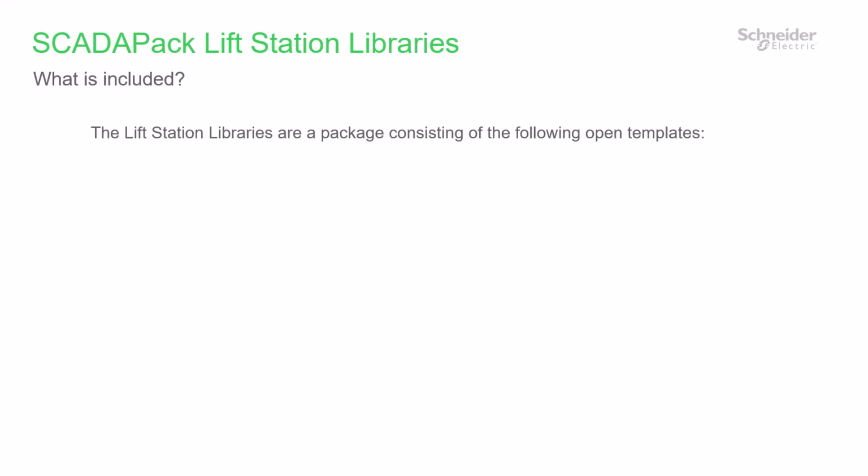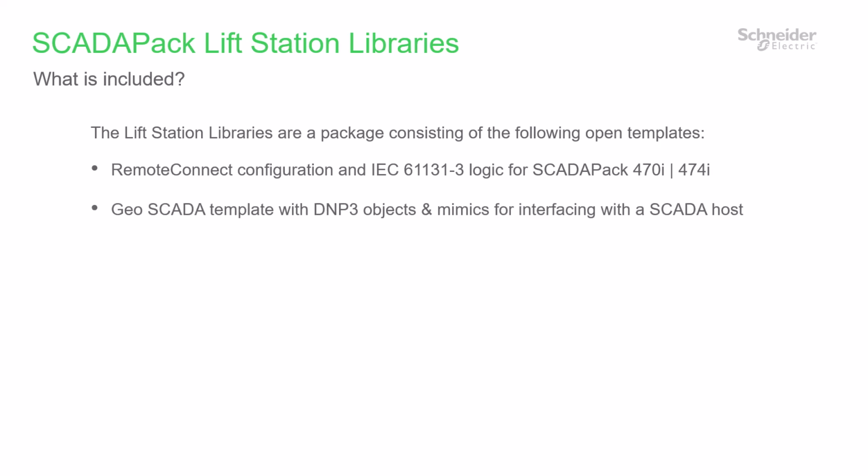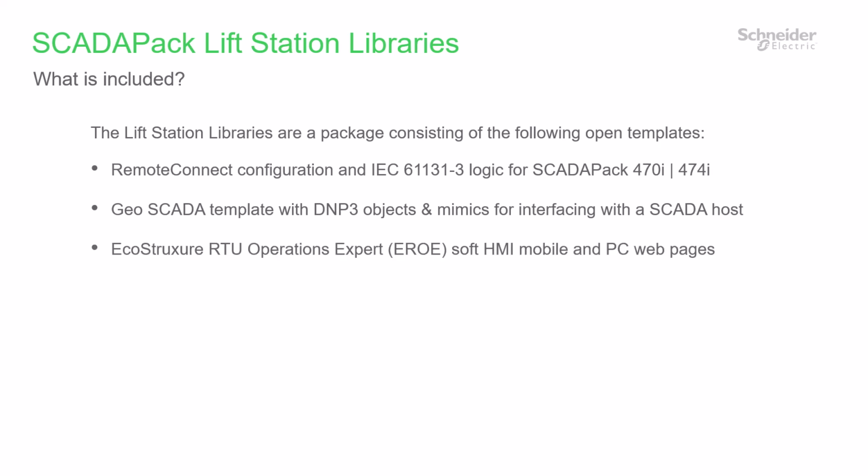The lift station libraries are a package consisting of the following open templates: a remote connect application that includes configuration and IEC 61131-3 logic for the SCADAPack 470i or 474i, a GeoSCADA template you can import that includes DNP3 objects and mimics, allowing the lift station to interface with the SCADA host, soft HMI and PC web pages created by EcoStruxure RTU Operations Expert, or Aero, or soft HMI mobile and PC web pages created in Node-RED.